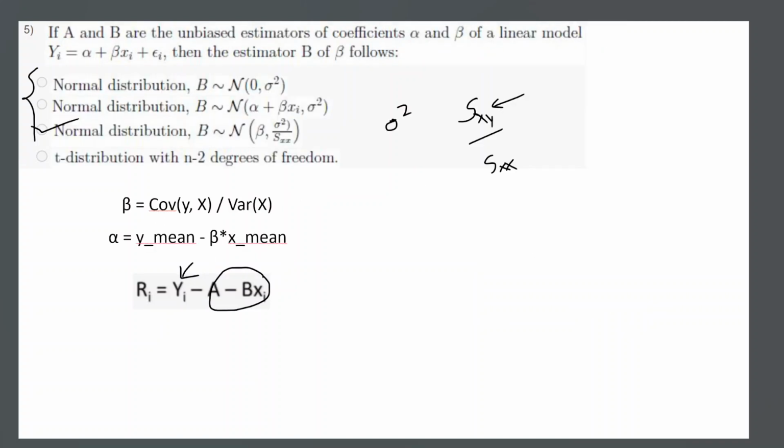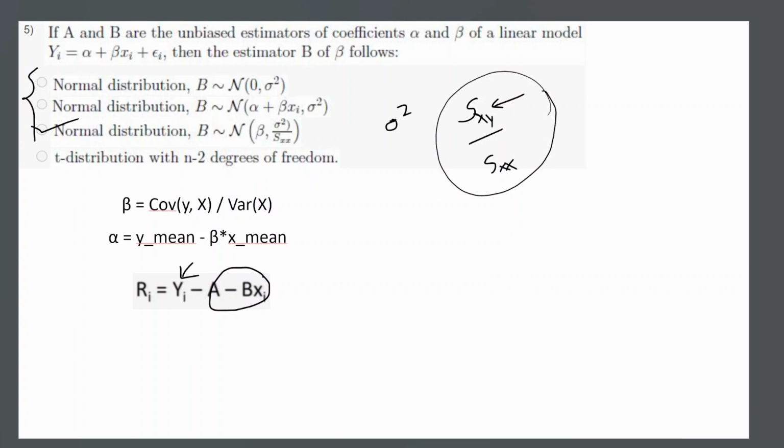Okay, moving on to the fifth question. If A and B are unbiased estimators of coefficients alpha and beta of a linear model, yi is equal to alpha plus beta xi plus epsilon i, then the estimator B of beta follows... So as we know, B is given by Sxy divided by Sxx.